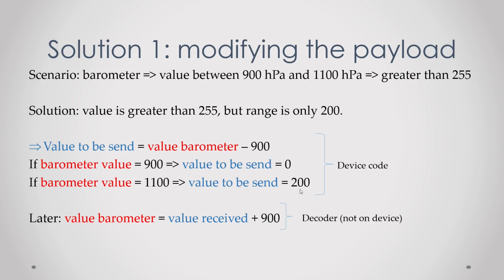And then later in the decoder, so not on the device, we say that the value of the barometer equals the value that we received plus 900. So let's say the barometer shows a value of 1000. We do 1000 minus 900, which is 100. Then we receive 100, we add 900 to it again, and then the value of the barometer that we read equals 1000. So this is a pretty easy way to send big payloads over the network without actually using a lot of payload capacity.